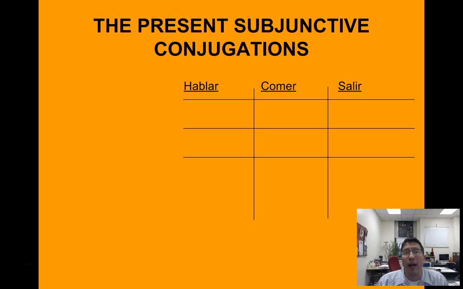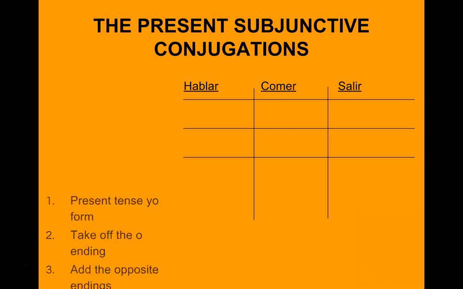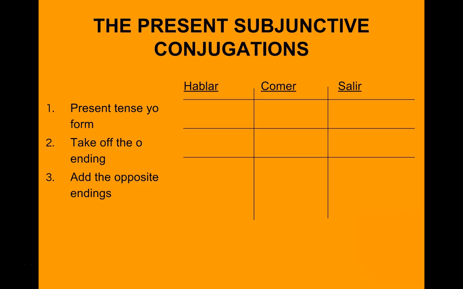This video is going to talk about how to conjugate verbs into the present tense subjunctive. Not use the subjunctive just yet, but just conjugating. There's 3 steps to conjugate verbs into the present tense subjunctive. The first step is to take off the yo form. If you've studied how to form commands, it should look familiar.